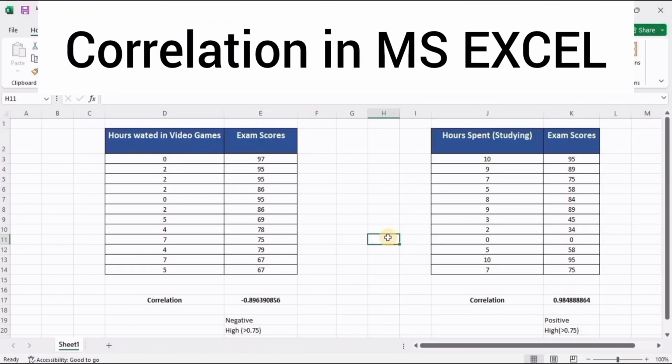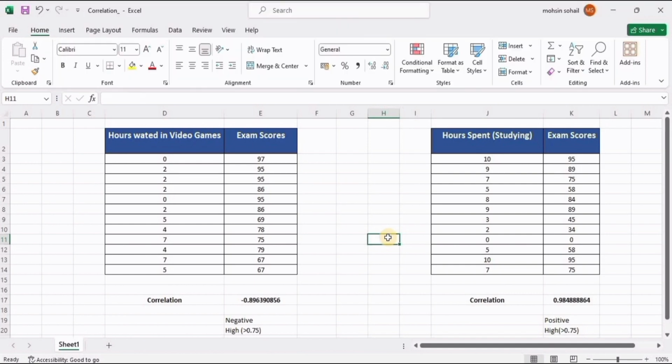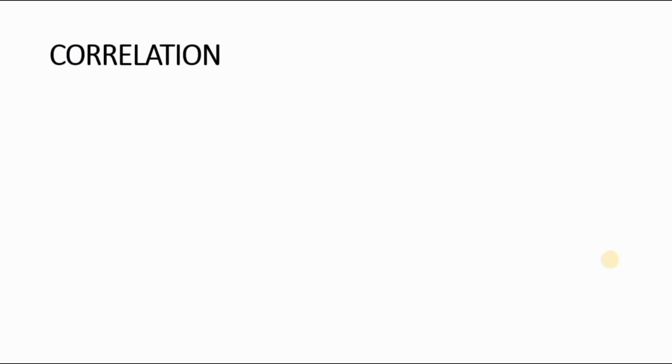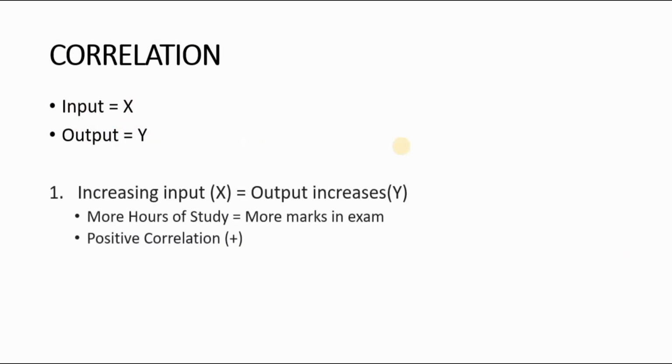This video is about how to calculate the correlation in Microsoft Excel. But before calculation, let me explain what the correlation is. In correlation, we find the relation between input and output variables. There are two types of correlation, positive and negative.